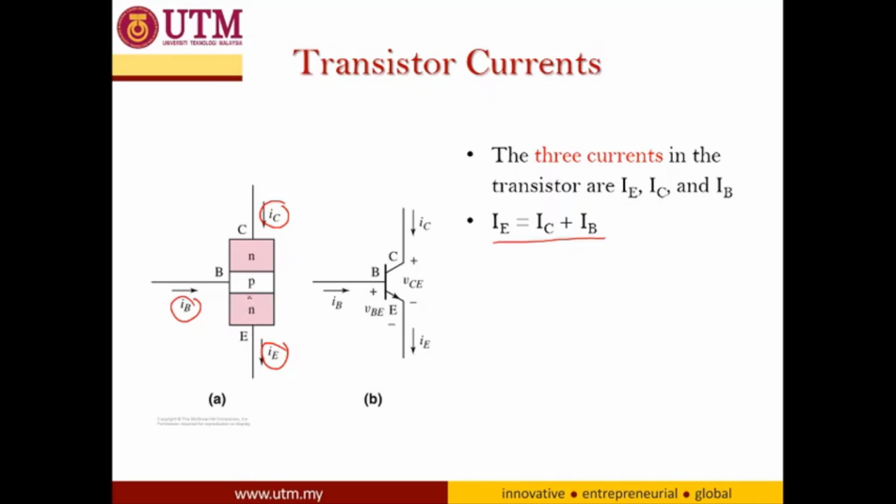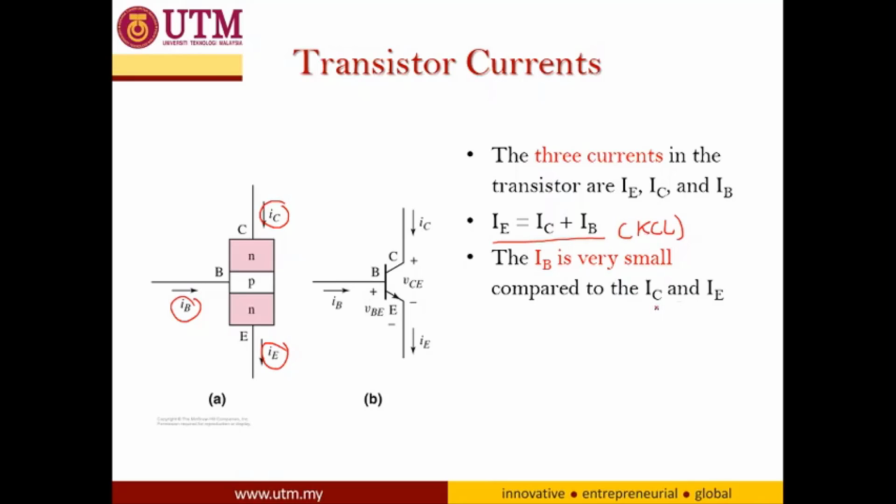If you want to see it from the point of view of KCL, you see here IB is going in, IC is going in, but IE is going out. So this is just a simple KCL. This is a widely accepted rule. Usually IB is very small compared to IC and IE.